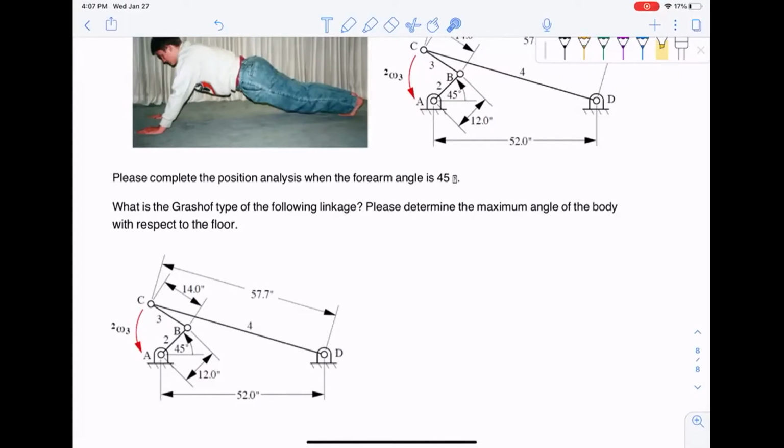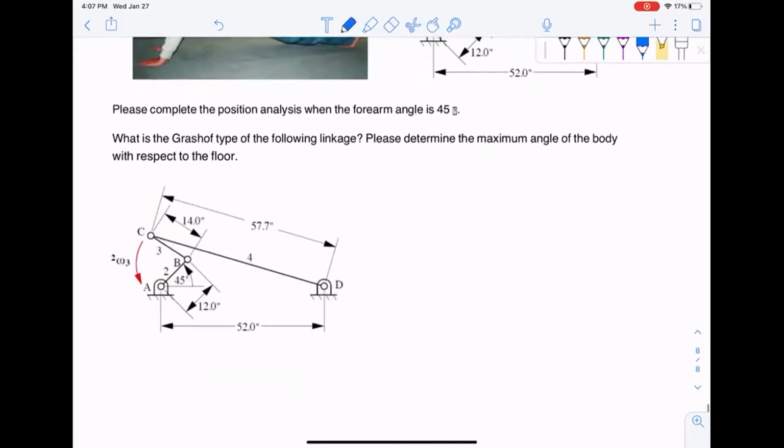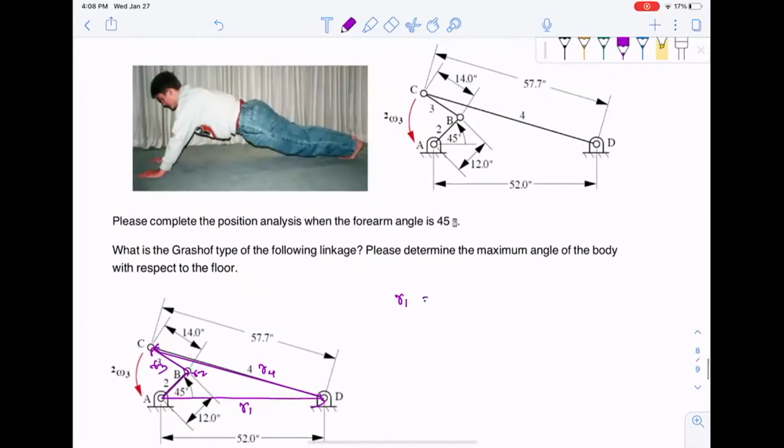But before going further, let me identify the unknowns. So let us make a vector loop first of all. Here it is R1, R2, this is R3, and this one over here is R4. Value of R1 here is 52, value of R2 is 12, value of R3 is 14, and R4 is 57.7.